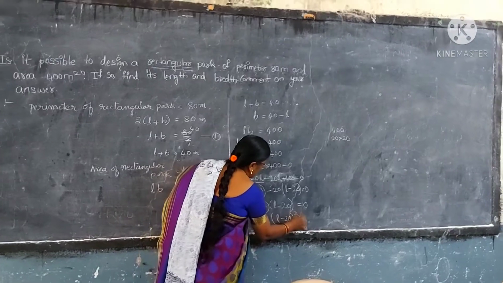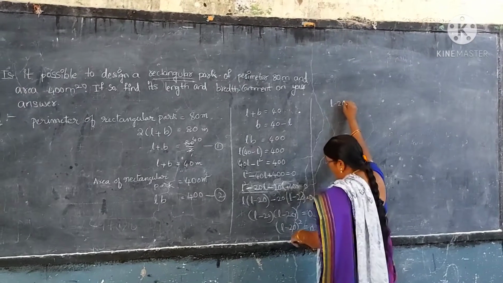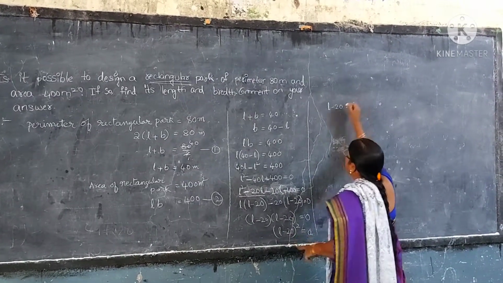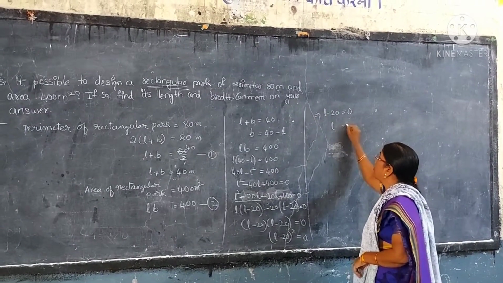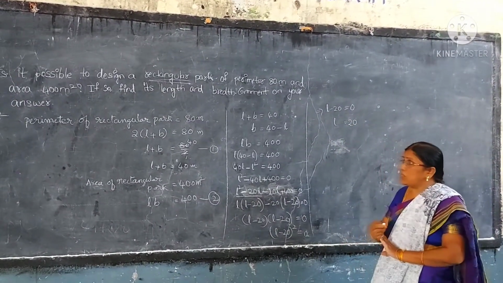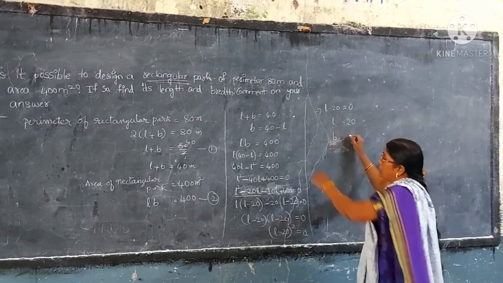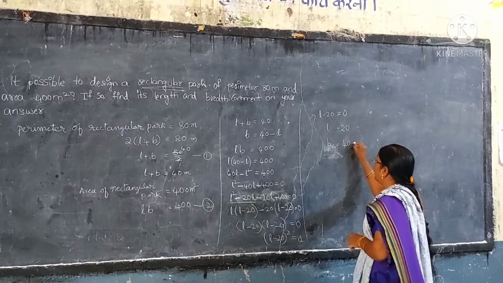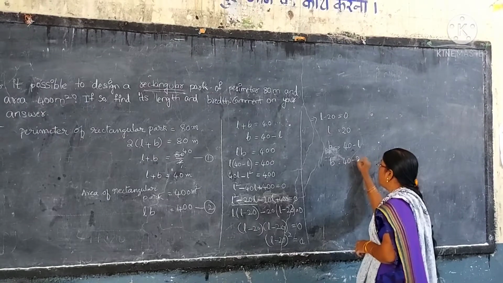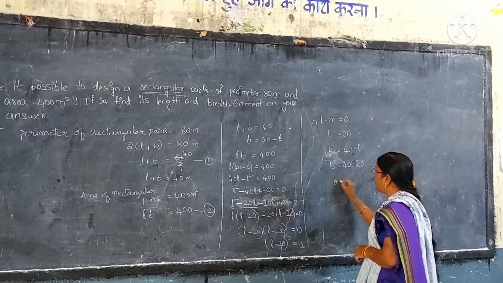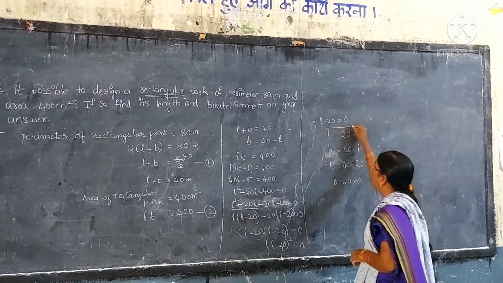Can I? Yes, teacher. Okay. Therefore (L minus 20) whole square is equal to 0. Therefore L minus 20 is also 0. So L is equal to 20. If L is 20, what will be B? So let us take B. B is 40 minus L. So B is equal to 40 minus 20. So B is equal to 20. B is 20 meters, L is 20 meters.